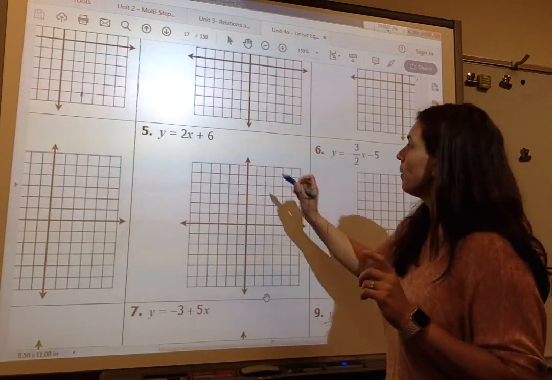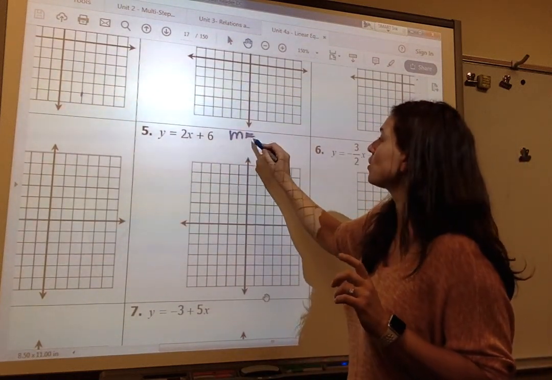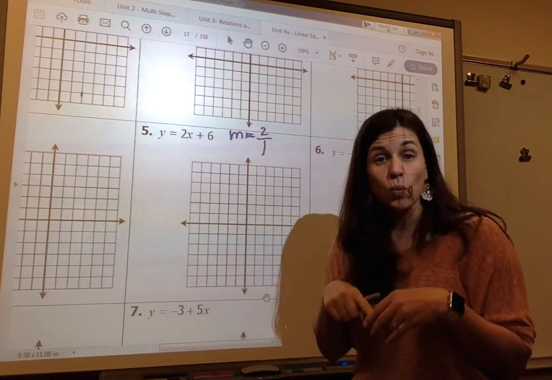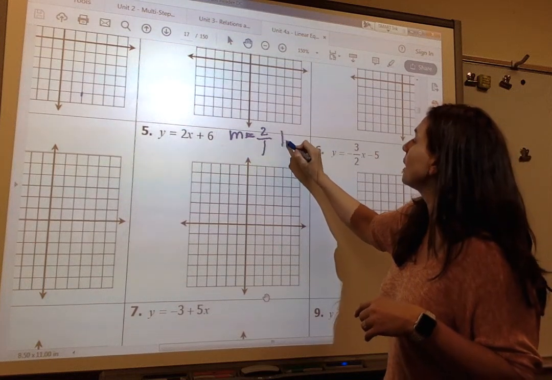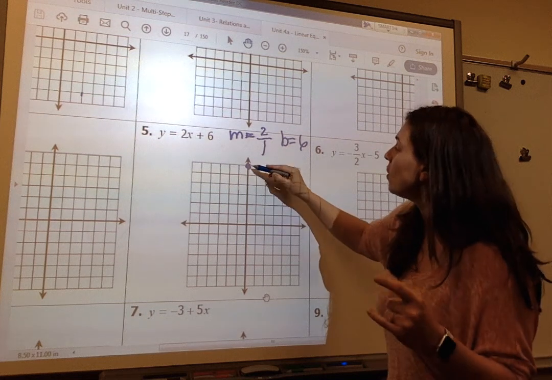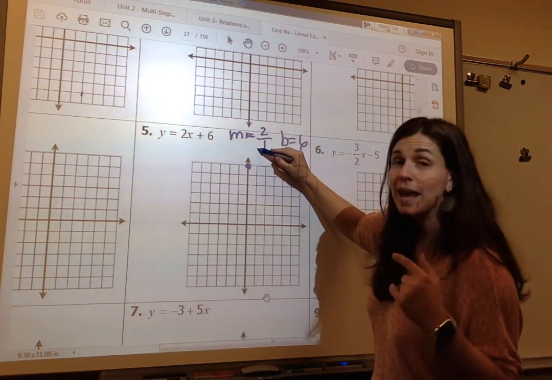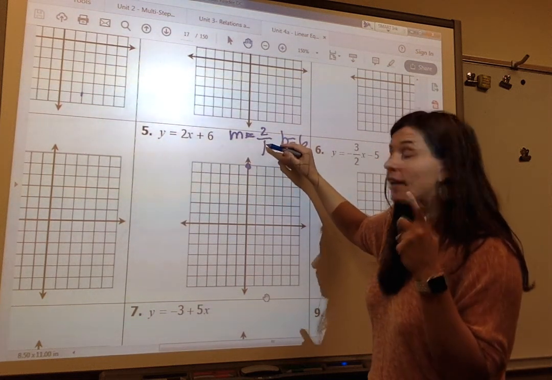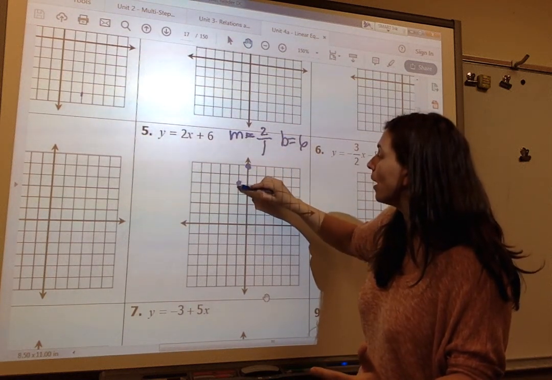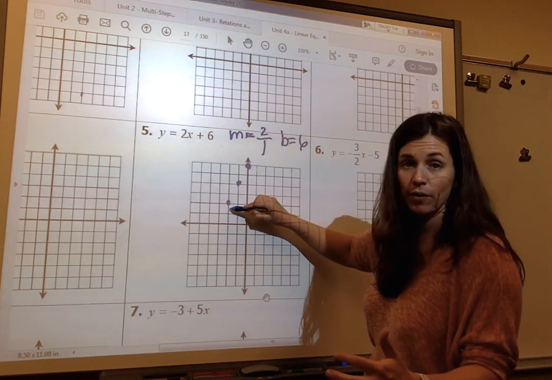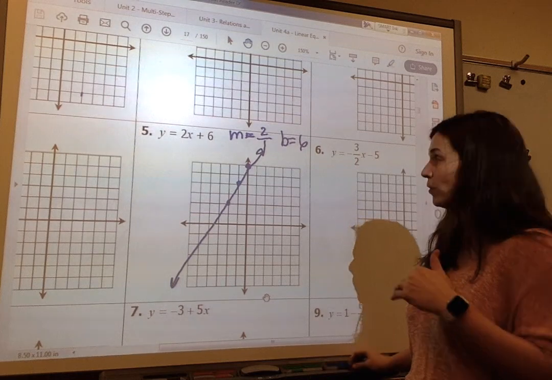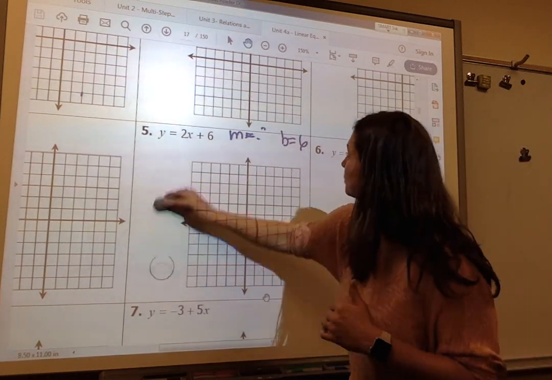Let's do number 5. My slope is 2 over 1. I'm going to go ahead and put it in fraction form because I want the rise and I want the run. And my beginning point is 6. So on the y-axis, here's 6. Notice going up 2 and over 1 would take me off that graph. So what can I do? I can reverse that process and go down 2 over 1, down 2 over 1, right? And then I go through, arrows on both ends, and I have graphed that line.